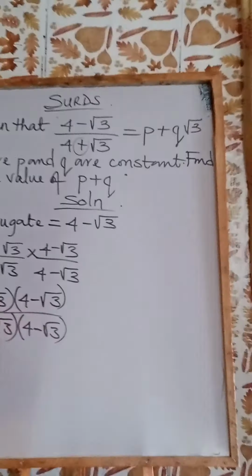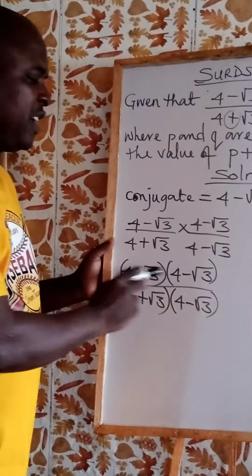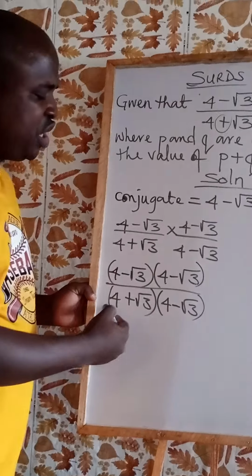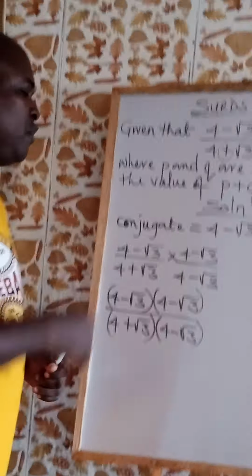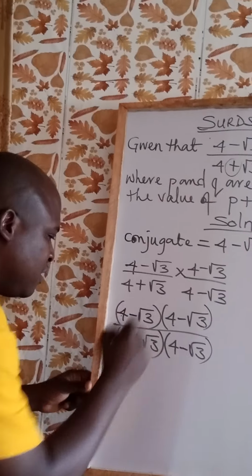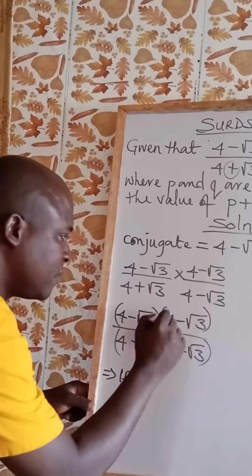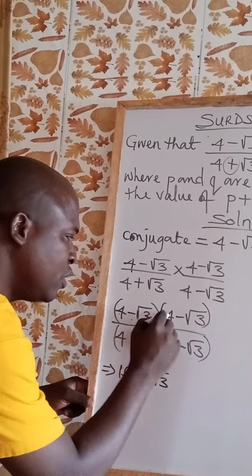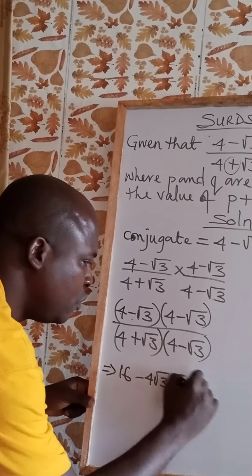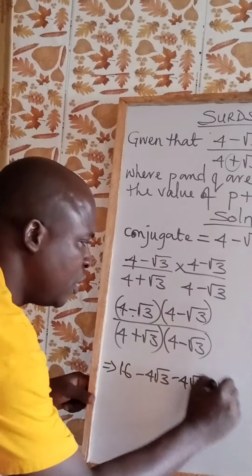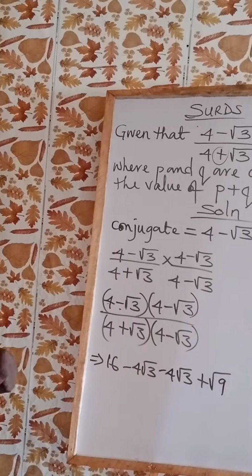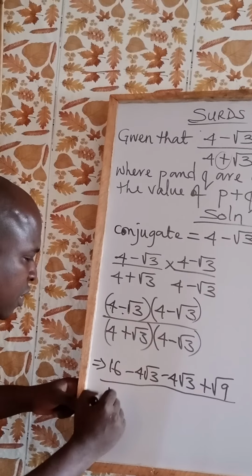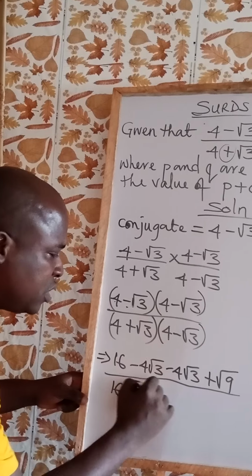So let's go to solving it. This first bracket will multiply this. We first use this 4 to multiply this before we use this. We equally do the same thing to the denominator. If you do that, you are going to have 4 times 4, that is 16, minus 4 times root 3, 4 root 3, minus 4 times root 3, minus 4 root 3, minus times minus, that is plus. Then this will give us root 9. Everything all over 4 times 4, 16, minus 4 root 3.